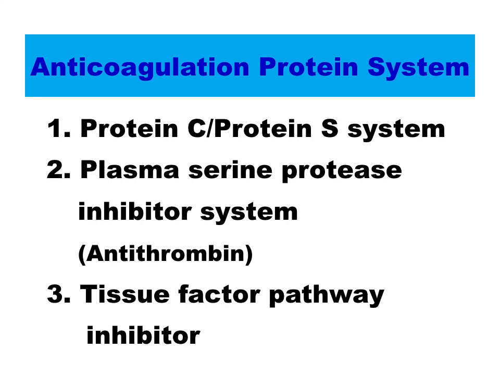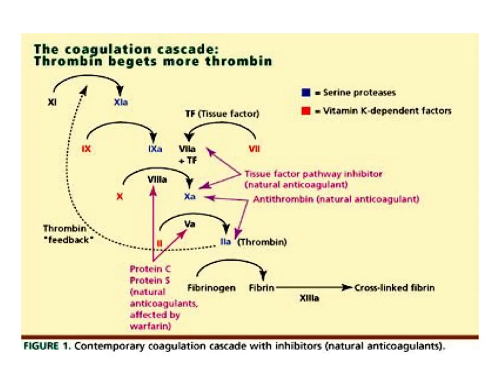So we have here the different factors that are found in the coagulation protein system. We have the protein C or protein S system. We have the plasma serine protease inhibitor system, or otherwise known as antithrombin. We also have the tissue factor pathway inhibitor. This is where you get to see these different structures or substances or factors in the coagulation cascade exerting their effects or function in these different areas of the coagulation cascade.